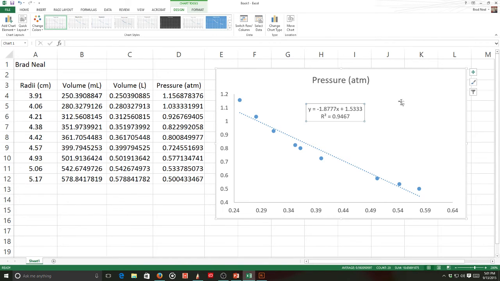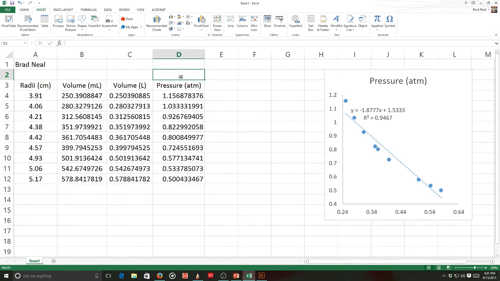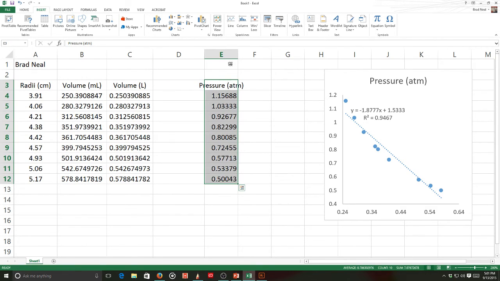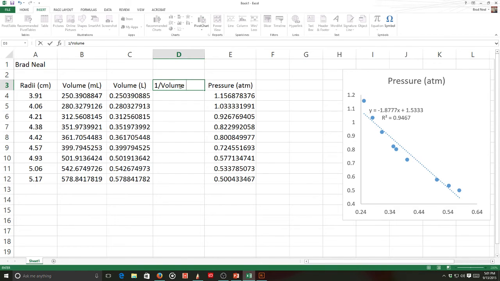I'm going to keep this graph up here, but I'm going to shrink it down a little bit and move it off to the side because I need to do a little bit more with my data. Okay, so I'm going to select my data, cut it, and paste it one cell over here. Gonna space that out. I'm going to go ahead and put in my 1 over volume cell now. So it's 1 per liter. Okay, and this is going to be equal to 1 divided by this box.